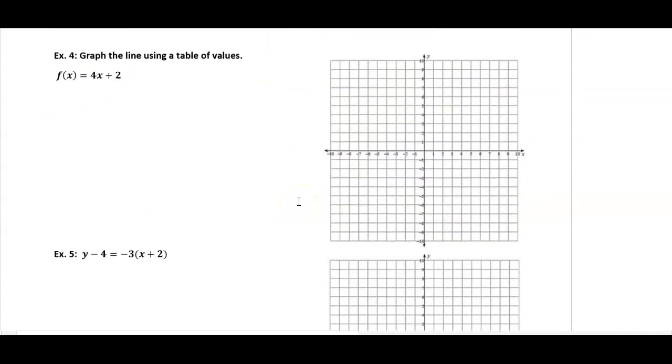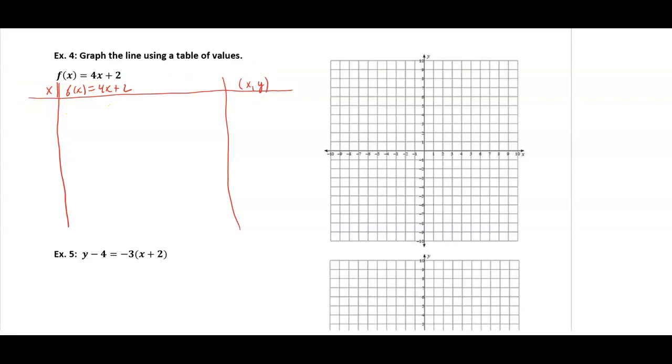Number 1, I look. Am I solved for y? Yes. So I'm going to start creating my table. I have x, f of x equals 4x plus 2, and then I have my ordered pair at the end. So for the first point, m is 4. 4 is an integer, so the first value I'm going to plug in is 0. So f of 0 is 4 times 0 plus 2. That gives 0 plus 2, which is 2. My ordered pair, x is 0, y is 2.